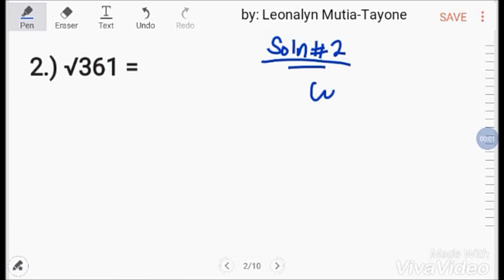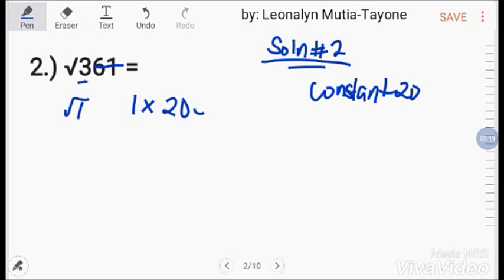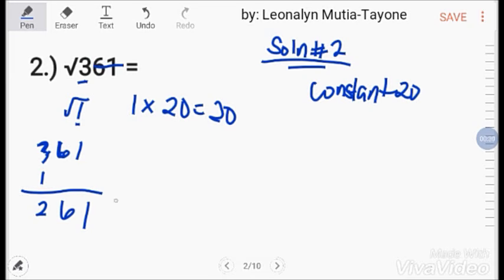Solution number 2, yung tinatawag nating constant 20. Dito tayo sa, i-cross out mo yung last 2. Dito tayo sa 3. Square root ng 3, hindi. 2, 1, pwede. So, square root ng 1. Yung 1 times 20 equals 20. So, 361, i-minus natin ng 1 dito sa first digit. So, 261. 261 divided by 20, nasa around 13. So, masyadong mataas yung 13.